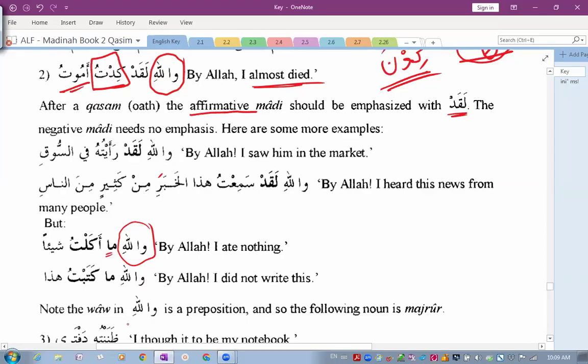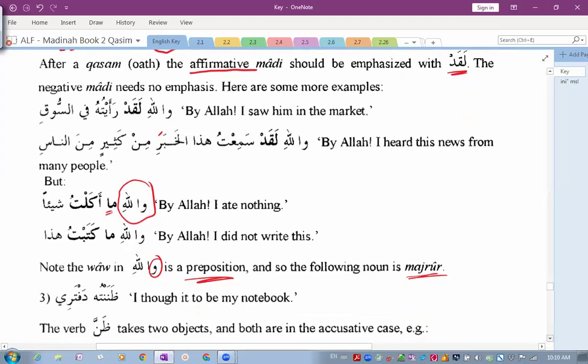Note the waw in wallahi is a preposition, known as waw al-qasam, the waw of oath, and so the following noun is majroor. That's why we say wallahi. We do not say wallahu or wallaha. We say wallahi because this waw is a preposition with a special name, waw al-qasam. Similarly, wattini waz-zaytun.